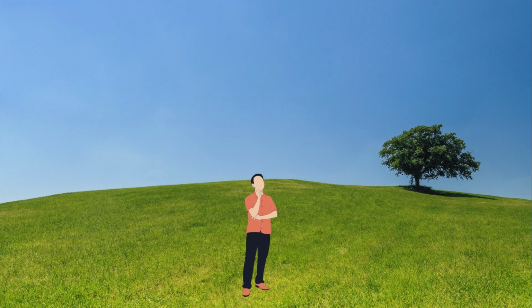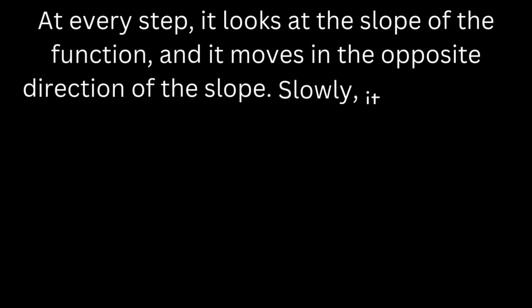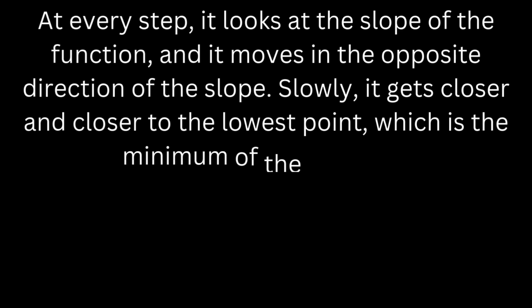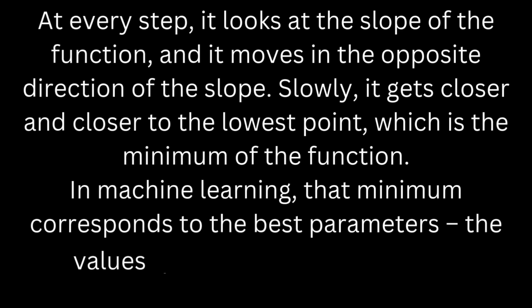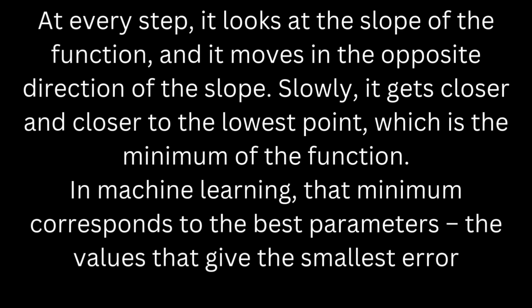So this is exactly how gradient descent works. At every step, it looks at the slope of the function and it moves in the opposite direction of the slope. And slowly it gets closer and closer to the lowest point, which is the minimum of the function. So in machine learning, that minimum corresponds to the best parameter, the value that gives the smallest error.